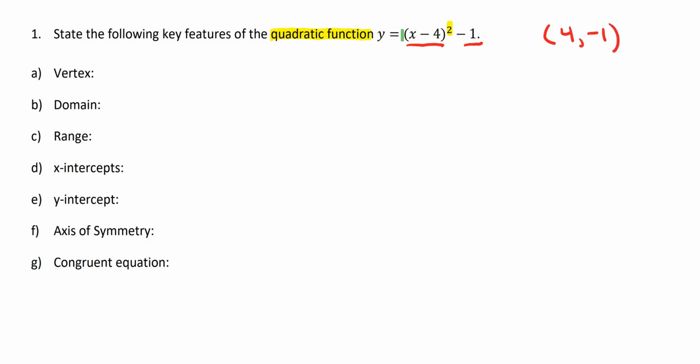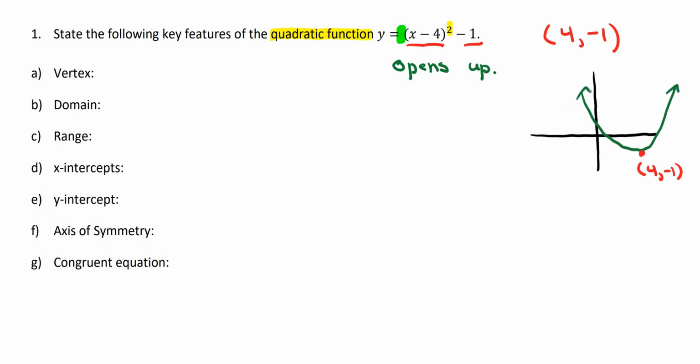Because we have a positive leading coefficient there, this thing opens up. Okay, so before we even do this question, you can create a very light sketch of what's going on. The vertex is at (4, -1). So roughly this could be perhaps (4, -1), and this parabola opens up. So maybe the graph looks like this, for example. Let's now start answering the questions here.